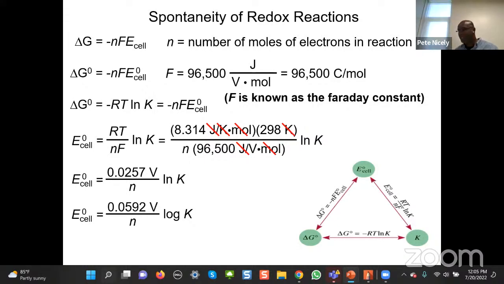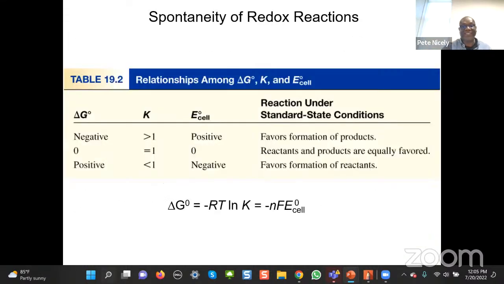Okay, so the next slide is basically a summary of the relationship between delta G standard, K, and the reduction potential or EMF of the cell. So basically, if delta G is negative, based on this equation here, and based on a negative sign here, if delta G is negative, that means that K is less than 1, all right? If K is less than 1, then ln K would be negative.